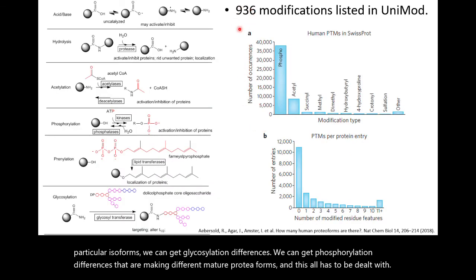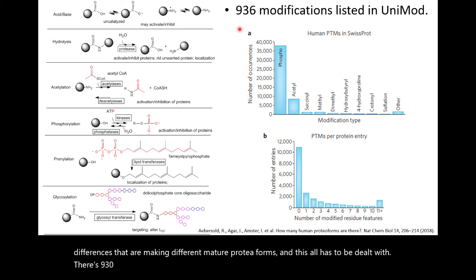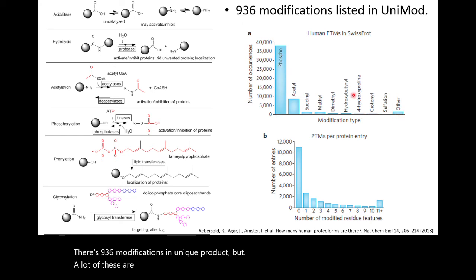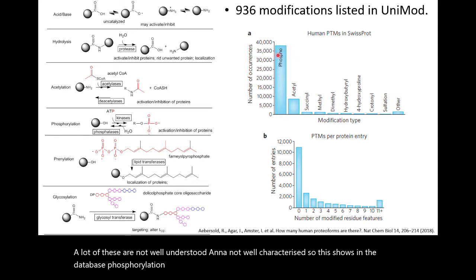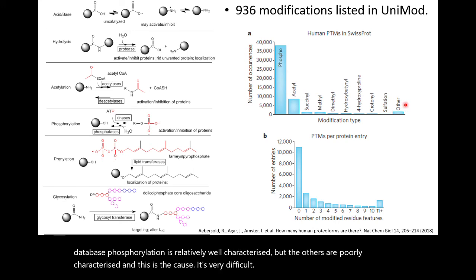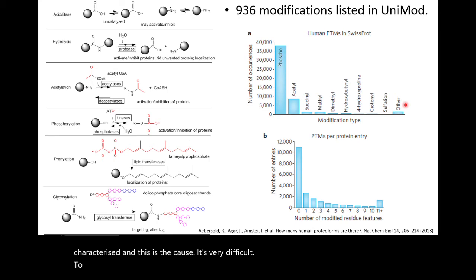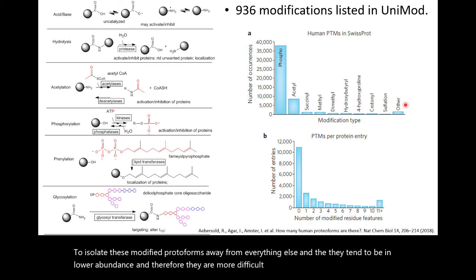There's 936 modifications in UniProt, but a lot of these are not well understood and are not well characterized. So this shows in the database, phosphorylation is relatively well characterized, but the others are poorly characterized. And this is because it's very difficult to isolate these modified proteoforms away from everything else, and they tend to be in lower abundance, and therefore they are more difficult to detect. Again, I'll come back to that in a couple of slides.